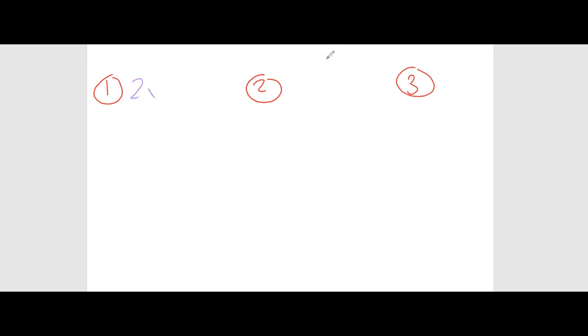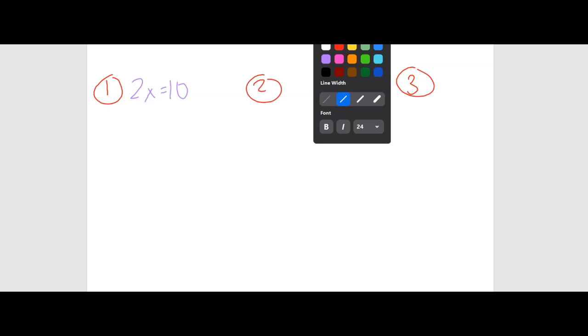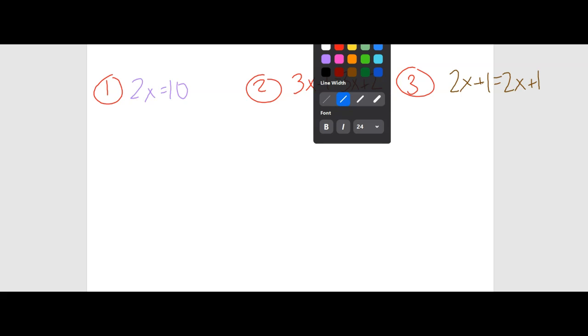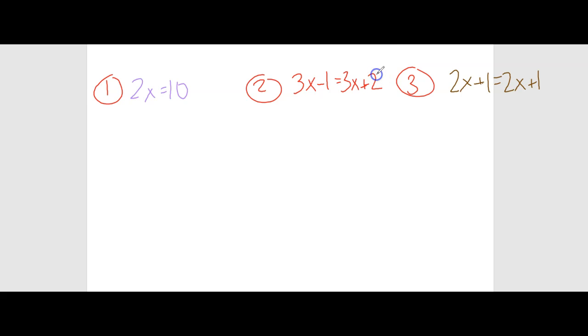So I might have something like 2x equals 10. Might have something like 3x minus 1 equals 3x plus 2. And for our third, we will do 2x plus 1 equals 2x plus 1. So take 30 seconds, well, maybe a little bit longer, to solve all three of these equations and think about what the solutions are.